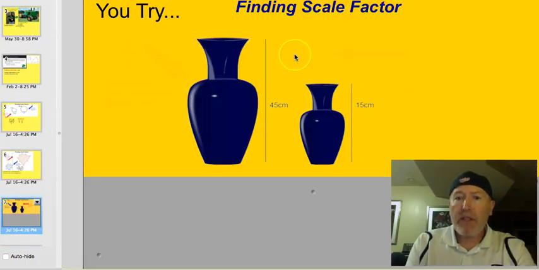All right, time for you to try one. See if you can find the scale factor of these two vases. This is 15 centimeters and 45 centimeters. Yeah, you only need one measurement. All right, let's see how you did.